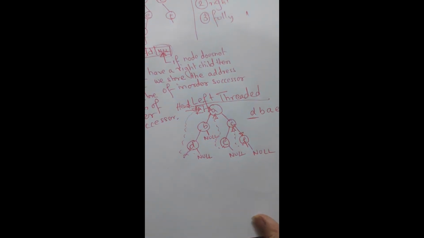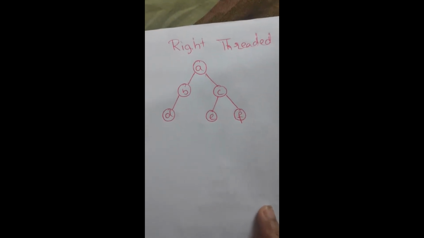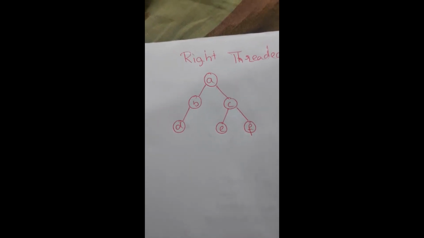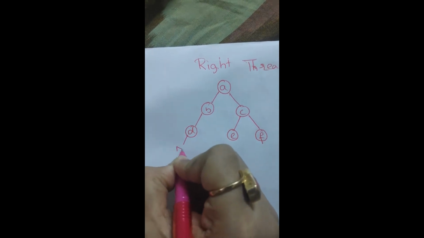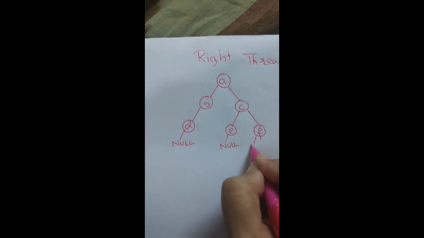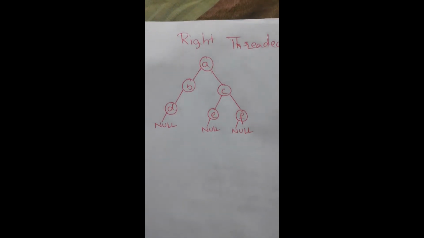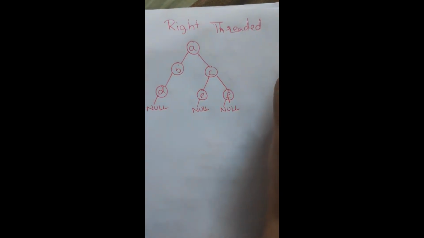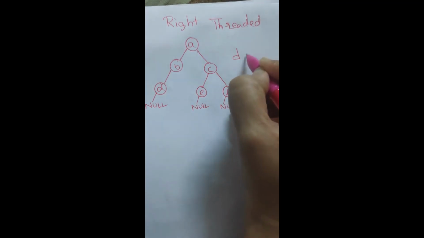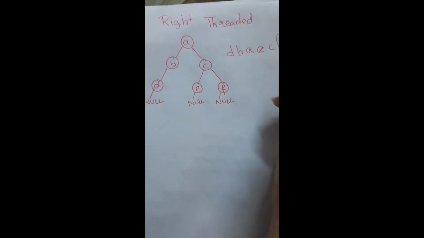Now, let us come to the right-threaded binary tree. Now when we are talking about right-threaded binary tree, by now you must have already got the idea that in case of right-threaded, all the left null links will be kept as it is, and all the right null links will be pointing at the in-order successor. So again, let me write down the in-order traversal of this tree. This is the in-order traversal of the tree.